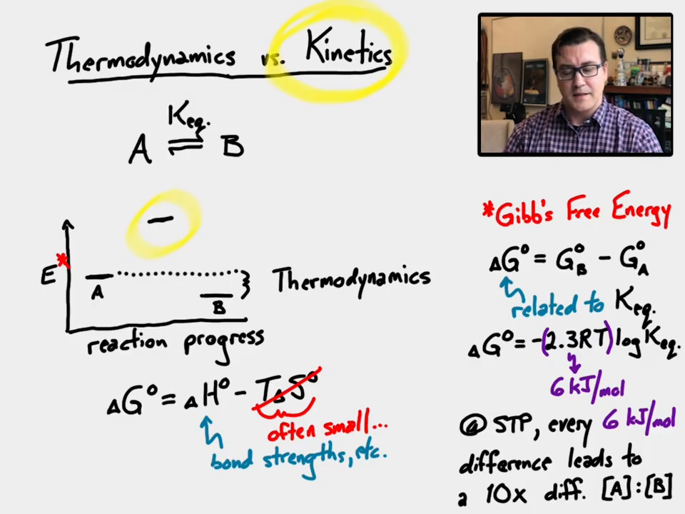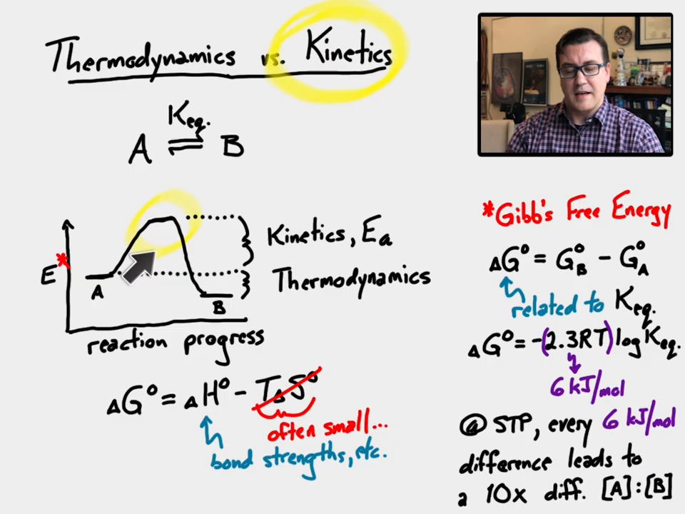Let's look at kinetics. So kinetics is when we have an energy barrier between A and B. And there's always going to be an energy barrier for any reaction. And so this energy barrier and the ability to go over this energy barrier is what we're thinking about in the context of kinetics.